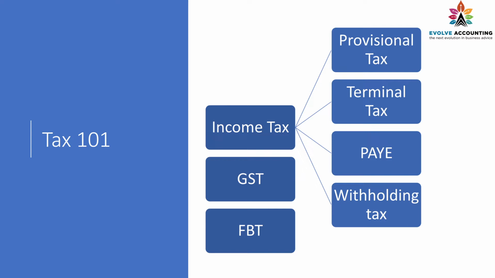Provisional tax and terminal tax apply to business owners. They are all one and the same thing, as is PAYE and withholding tax for employees or contractors. These are all income taxes. They're just different means of how you are paying that tax. So it all falls under that income tax umbrella.